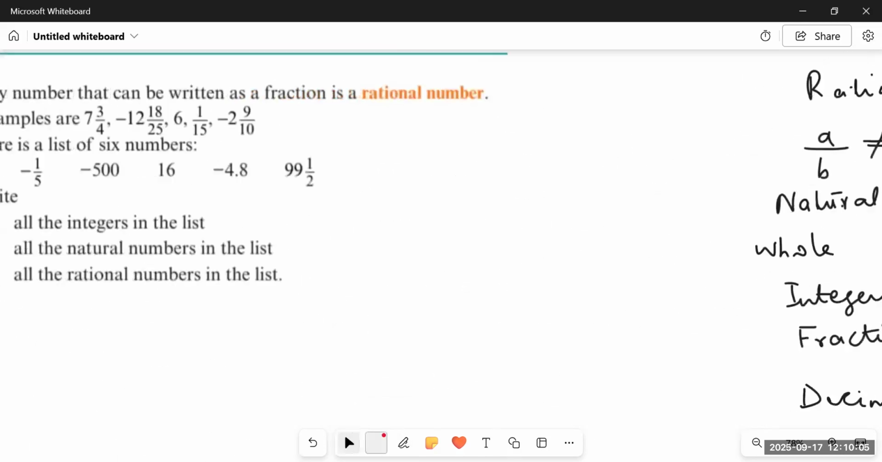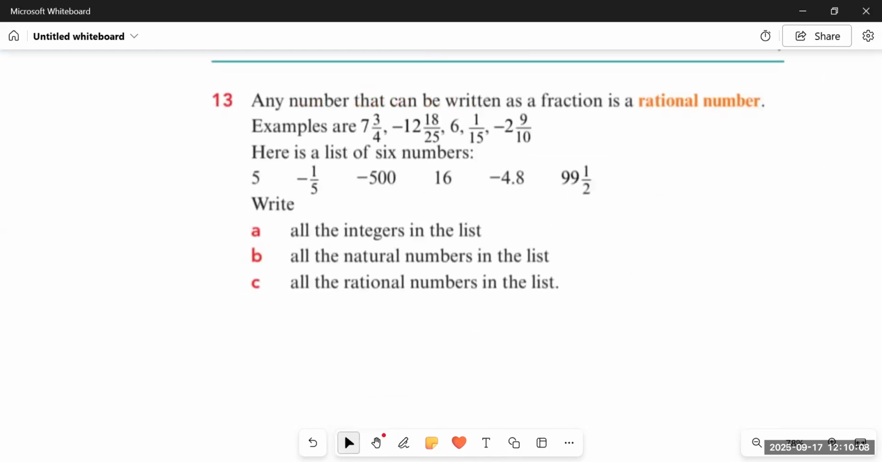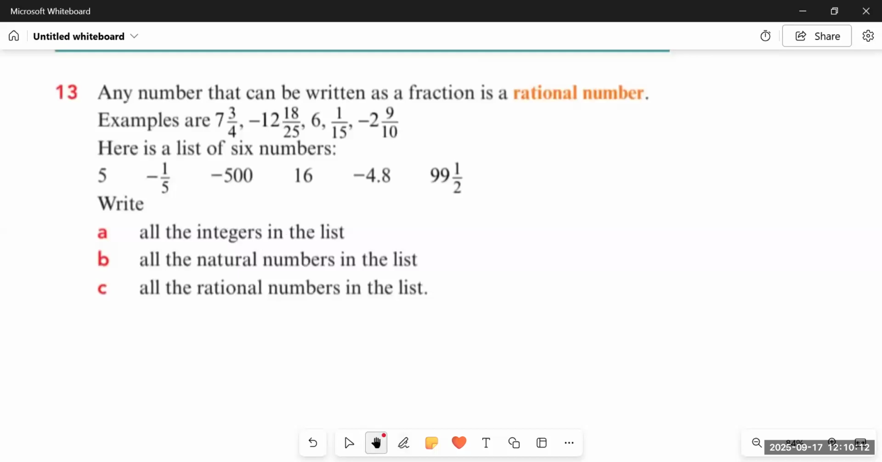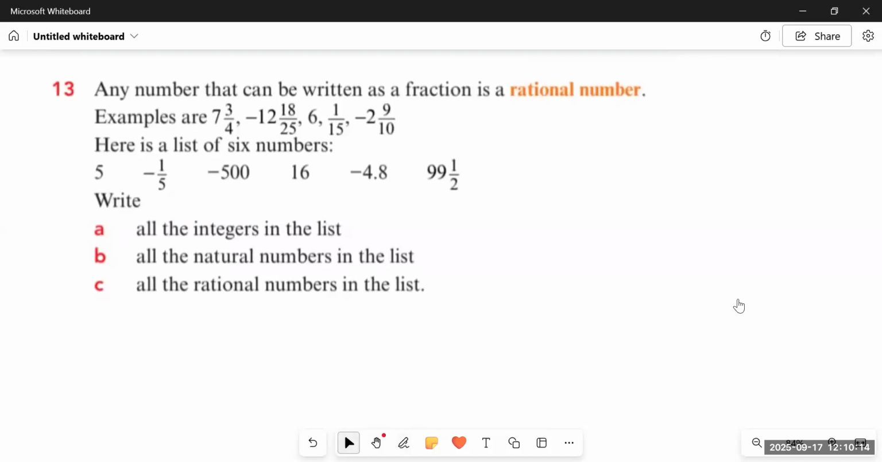Now, let's get back to the question we are provided in question number 13. Any number that can be written as a fraction is a rational number. We already know that. Examples are 7 whole 3 upon 4, minus 12 whole 18 upon 25, 6, 1 upon 15, minus 2 whole 9 upon 10. Now they are providing us with a list of 6 numbers. They are asking us to write all the integers in the list. What are the integers? Positive whole numbers, positive natural numbers, and the negative natural numbers are all the integers.